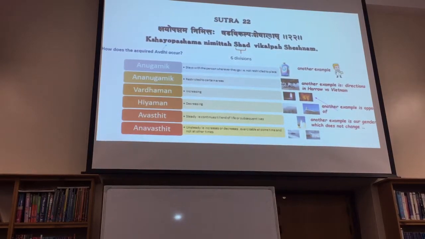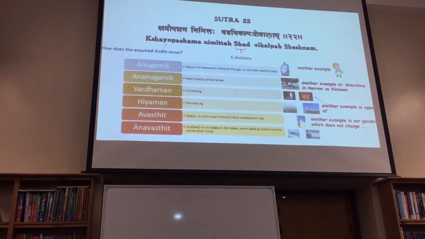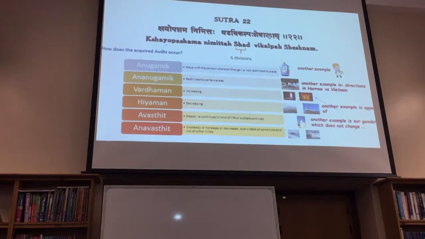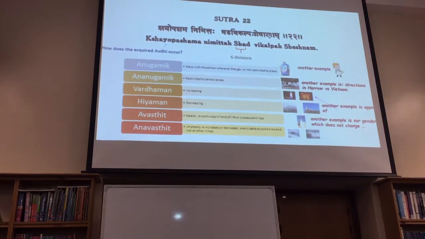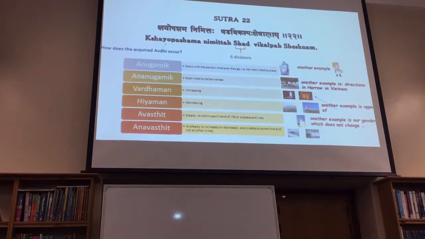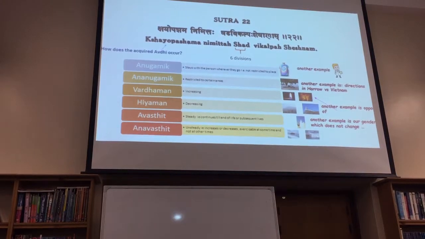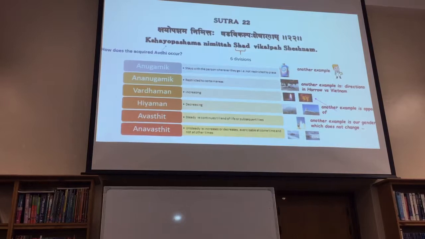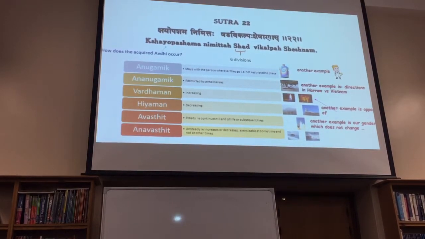So the next one is avasthit, steady, which continues till the end of one's life or subsequent lives. So it's steady. Okay, today I have knowledge, it's steady and maybe even continues into my next life. And anavasthit, unsteady, increases or decreases, exercisable at some time, so it's very erratic. So these are the six types of this knowledge.